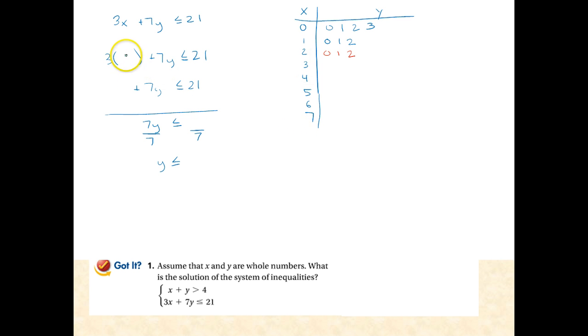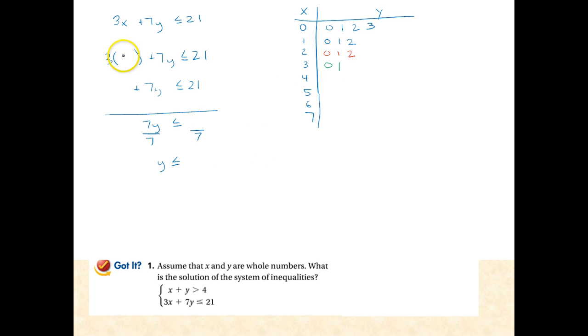When x is 3, 3 times 3 is 9. Subtract 9 from both sides, and you get 7y is less than or equal to 12. 12 divided by 7 is 1 and 5/7. So if y is less than or equal to that, then it can be 0 or 1.